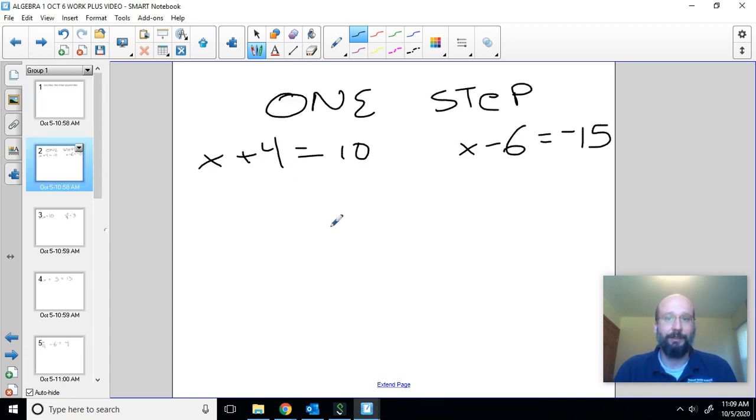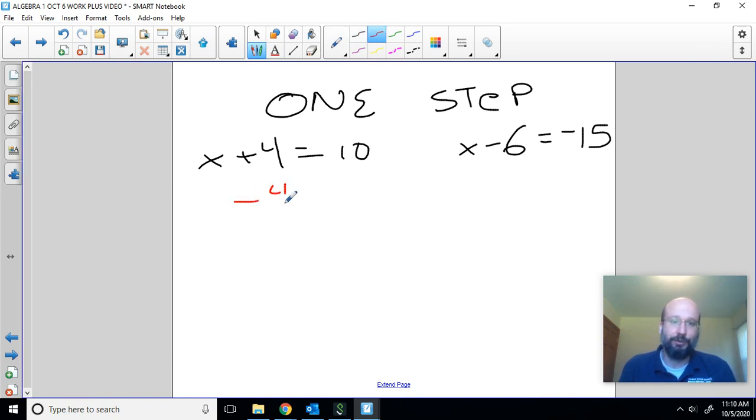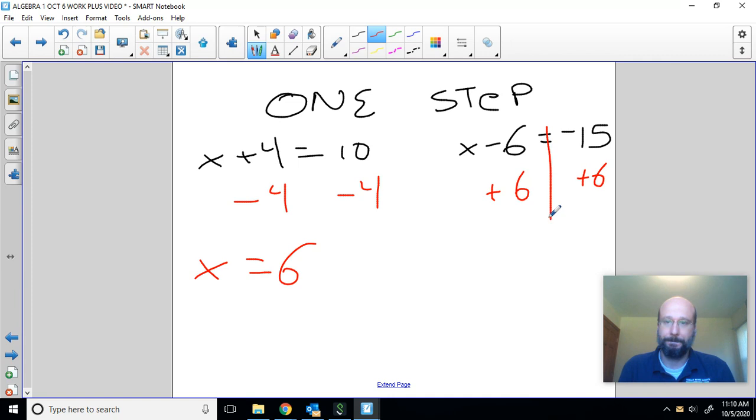So let's go with our review from one step. Again, it's all about doing the opposite operation. This is x plus 4, so the opposite is subtract. So x equals 6. 10 minus 4 is 6. These cancel and get 0. That's why we do the opposite. And we have x equals 6, and we could check. Now this one, x minus 6 equals negative 15. We're doing the opposite of minus, which is add. So this is x on this side, and then negative 15 plus 6 is negative 9.